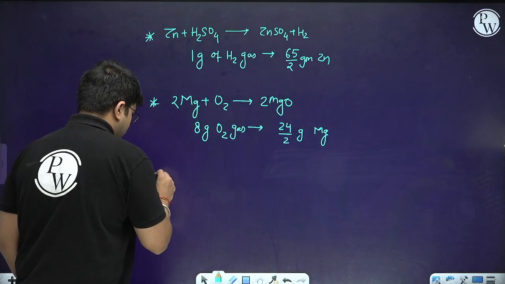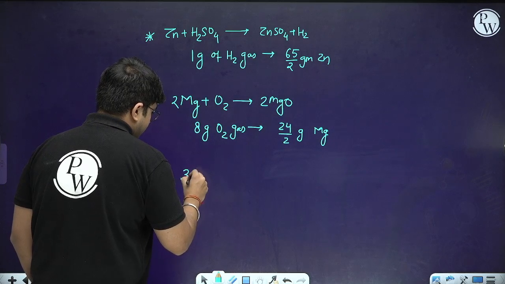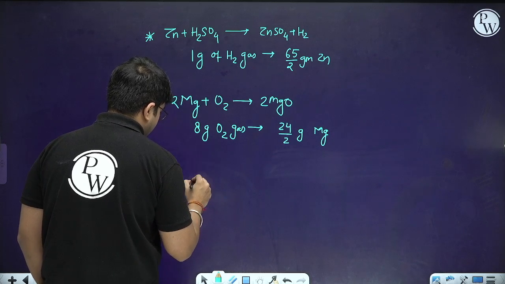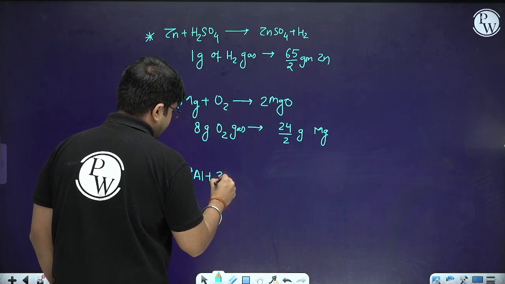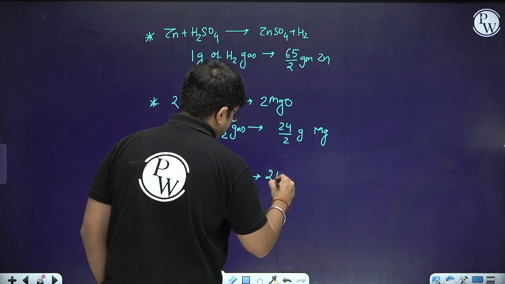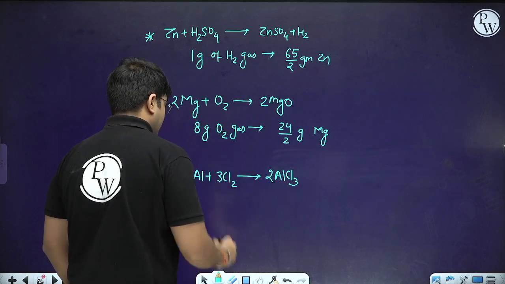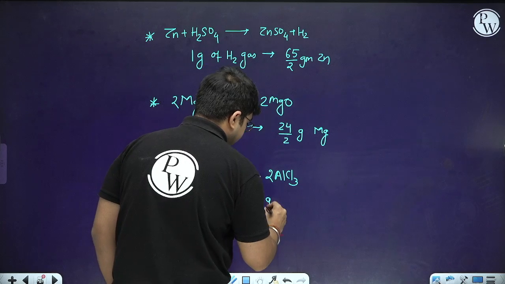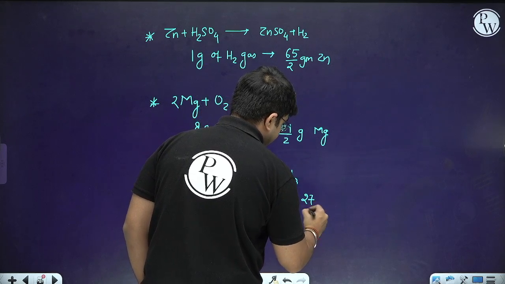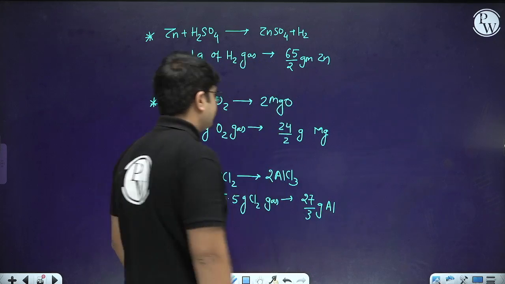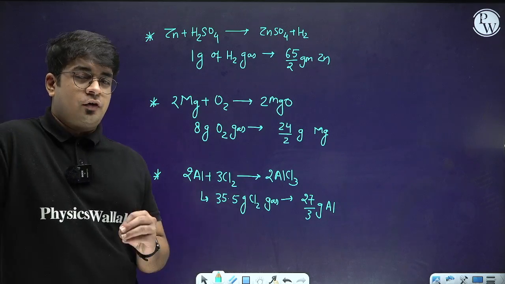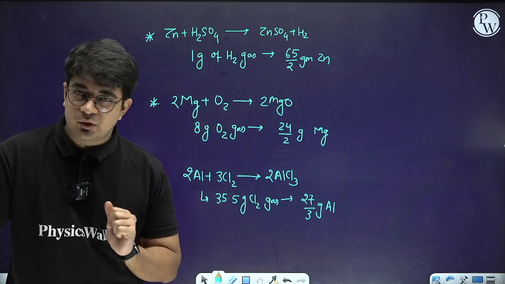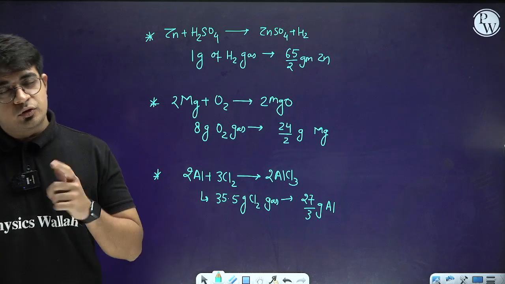In the third scenario, 2Al plus 3Cl2 gives us 2AlCl3. In this case, 35.5 gram of Cl2 gas required 27 by 3 gram of aluminium. Now, if I ask you what is the molar mass of zinc, you can say 65. If I say what is the molar mass of magnesium, you can say 24. If I say what is the molar mass of aluminum, you can say 27.